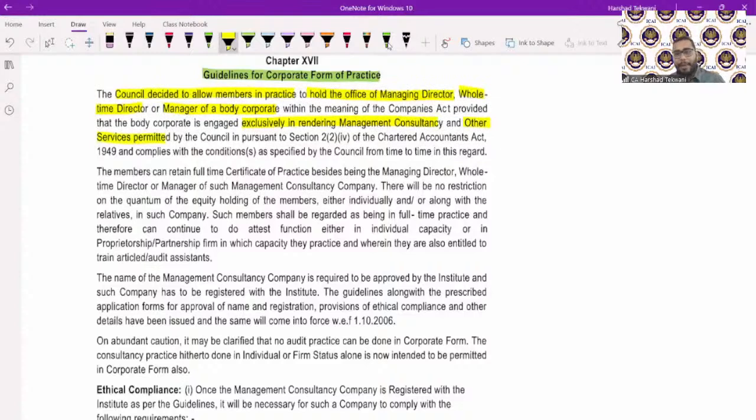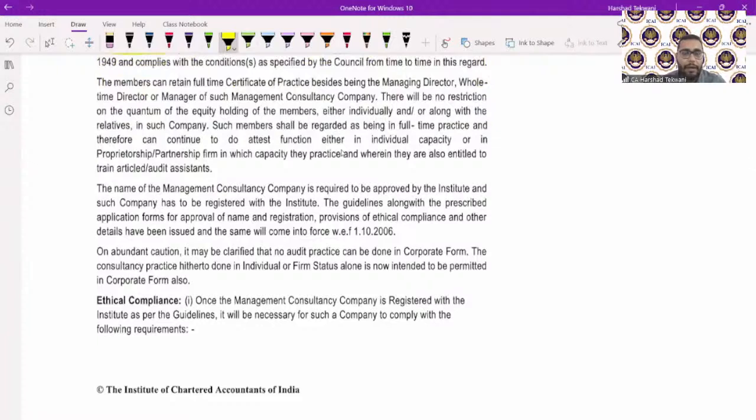So council says that if it is a member in practice, he can be a managing director or whole-time director in a company exclusively rendering management consultancy services or other services which are permitted. We just now saw, remember, section 2.2, there were 4 points. Another area is a member can be in full-time practice, can have a full-time certificate of practice, along with being the managing director, whole-time director, or manager of such company. So I can be in full-time practice also, and I can be an MD or whole-time director also. If I'm in full-time practice, there will be no restriction applied to me that I cannot sign the audit reports or perform attest functions. So I can continue to do attest functions also. There is no restriction for me.